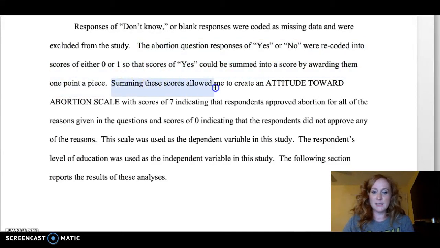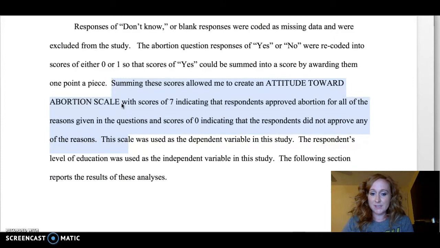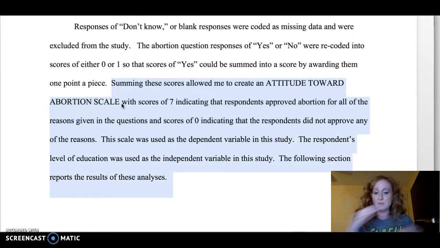Summing these scores allowed me to create an attitude toward abortion scale, with scores of 7 indicating that respondents approved abortion for all of the 7 reasons given in the questions, and scores of 0 indicating that respondents didn't approve any of the reasons. This scale was used as the dependent variable in the study. The respondent's level of education was the independent variable. So now you've just described your variables. Now you're ready to report the results.